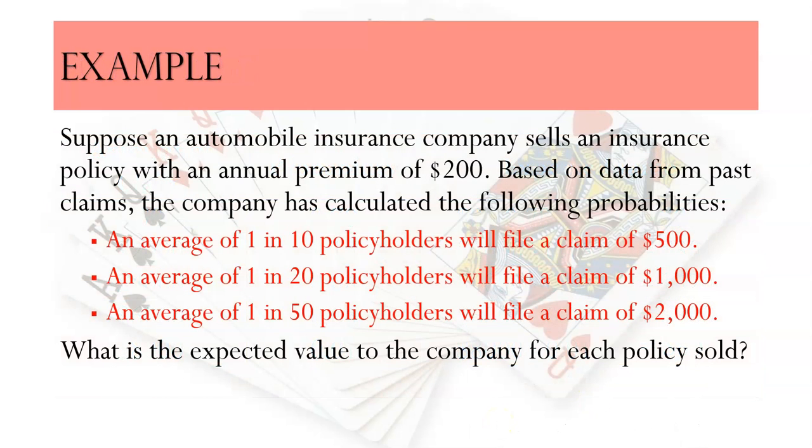Here's another example of insurance and how insurance works, but this one is going to account for a premium up front. So it's going to be a little bit different when we set up the chart. It says, suppose an automobile insurance company sells an insurance policy with an annual premium of $200. Based on data from past claims, the company has calculated the following probabilities. An average of 1 in 10 policyholders will file a claim of $500. 1 in 20 will file a claim of $1,000. 1 in 50 will file a claim of $2,000. And they want to know what is the expected value to the company for each policy sold.